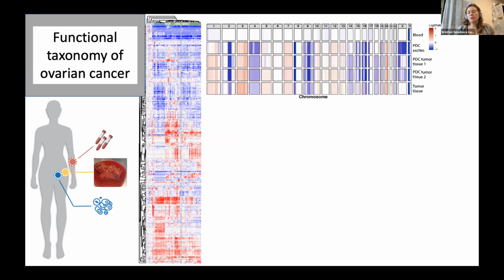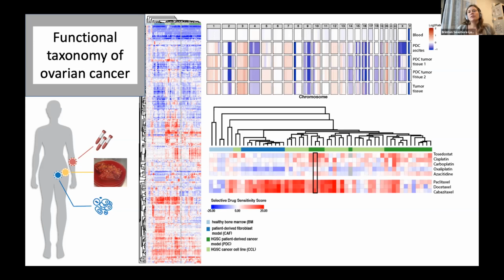And this heat map shows the DSS scores, where blue means that it's more sensitive to the bone marrow cells that we use as a control, and red means that it's more sensitive to the cells that are being shown there. So if we zoom in there, we can see that this clusters the different types of cells that we're looking at. As I said, we have cancer cells, and the light green shows regular ovarian cancer cell lines, and the dark green shows our patient-derived models.